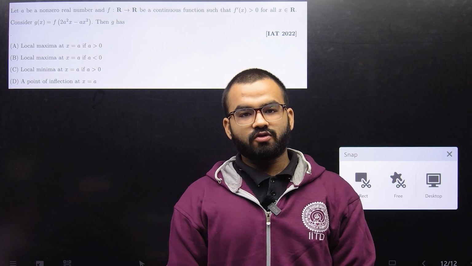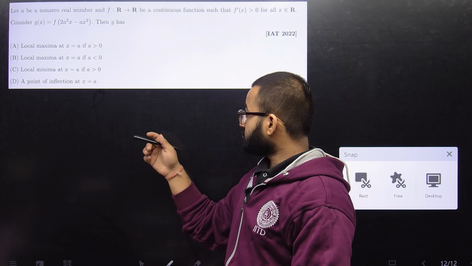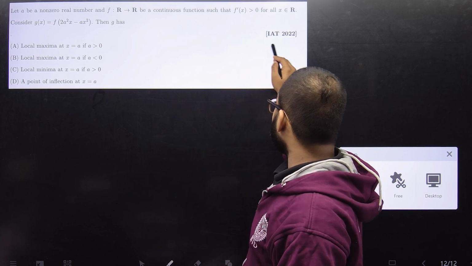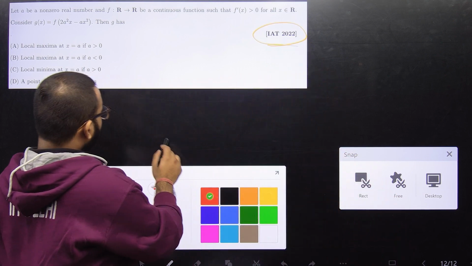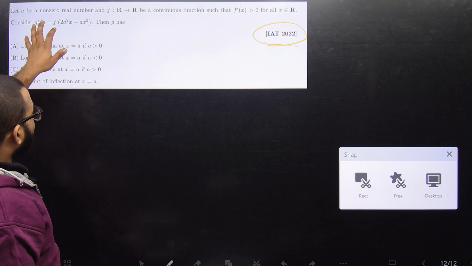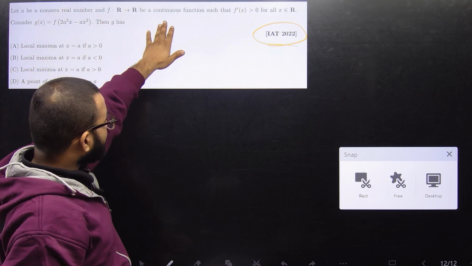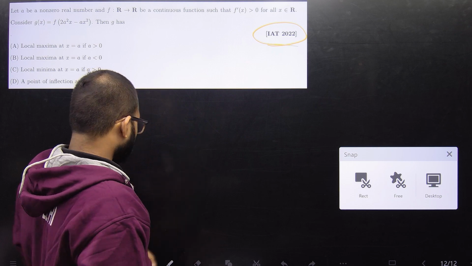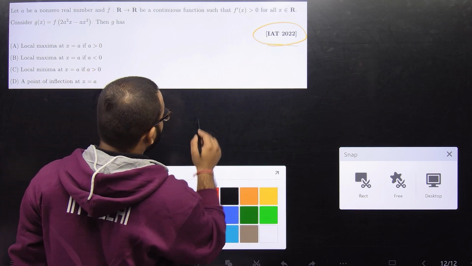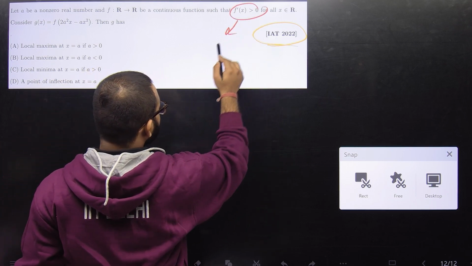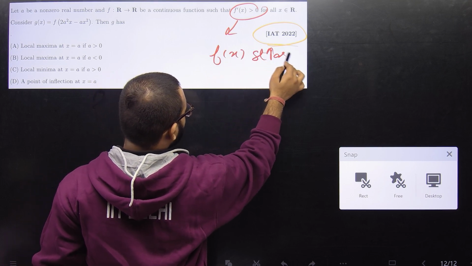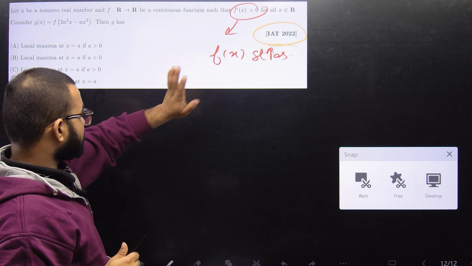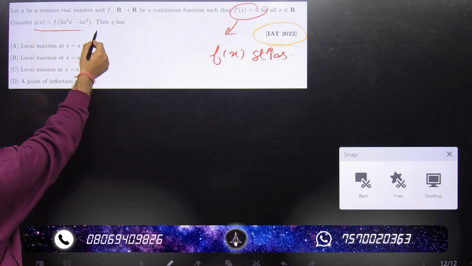In this video, we will discuss a question from application of derivatives that came in 2022. Alright, so let's discuss this problem. In this question, it is given that f is a continuous function such that f dash x is greater than 0, which means f(x) is strictly increasing. So that is the first hint of this question.